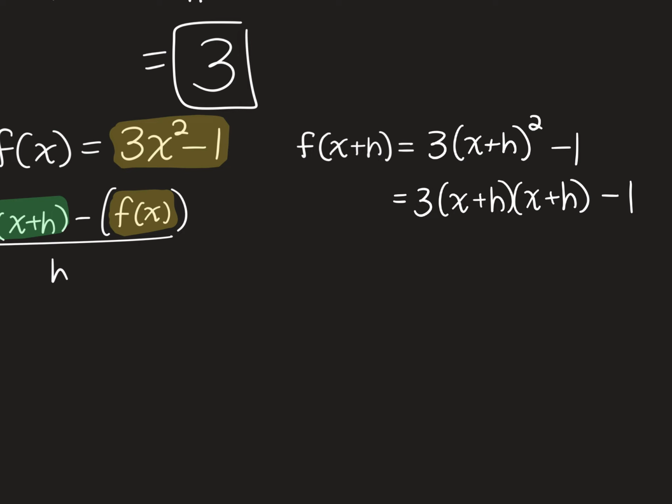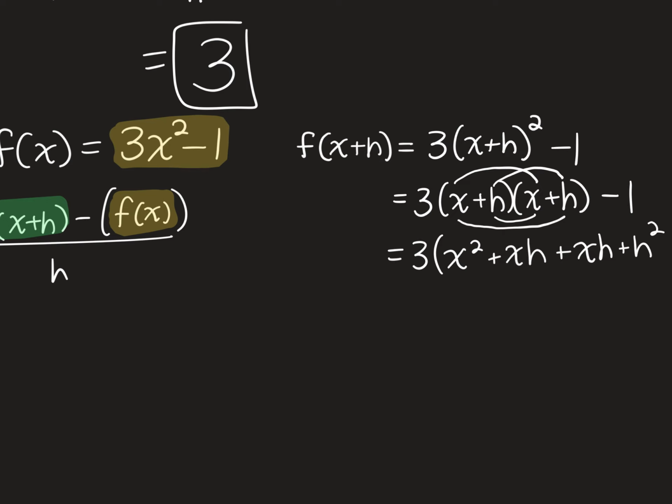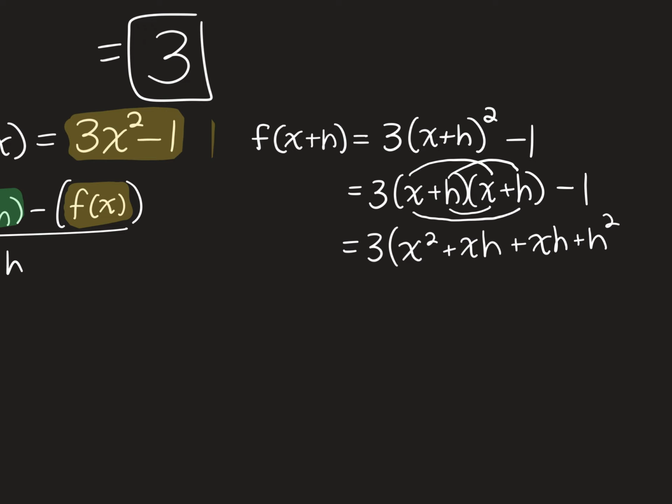Whatever your strategy is for multiplying out a binomial times a binomial, we're going to do that. I'm going to use FOIL. So I'll do my first terms, which is x squared. My outside terms is just x times h. My inside terms, also x times h. And then my last terms would be h squared. And then I have minus 1 tagged on at the end there.